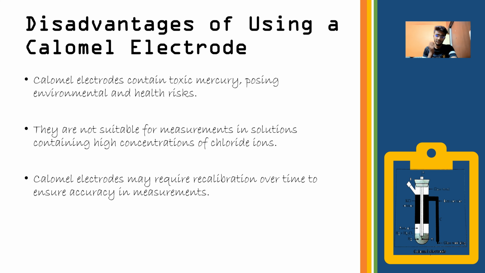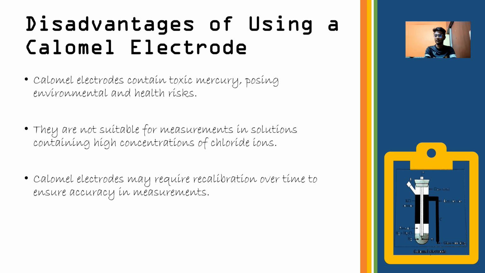Coming to the disadvantages of using a calomel electrode, as it has advantages it should also have disadvantages. So what are the disadvantages? Calomel electrodes contain toxic mercury, posing environmental and health risks. As you know, mercury is a harmful chemical. That's why we don't use thermometers which contain mercury now. Instead we use a digital thermometer. So the calomel electrode also uses mercury, which may cause trouble when exposed to pure oxygen or air.